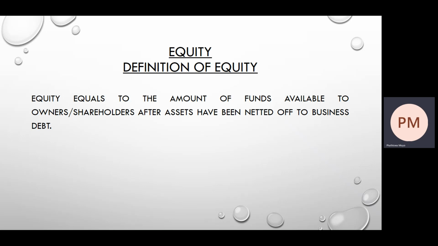This is Teacher Patty. Now we're finishing up on the examples and explanation of assets, equity, income, liabilities, you name them all. So now we're tackling the last part, which is equity. So what is equity? It's equal to the amount of funds available to owners or shareholders after assets have been netted off to business debt. So this is where we say your assets minus liability equals owner's equity.